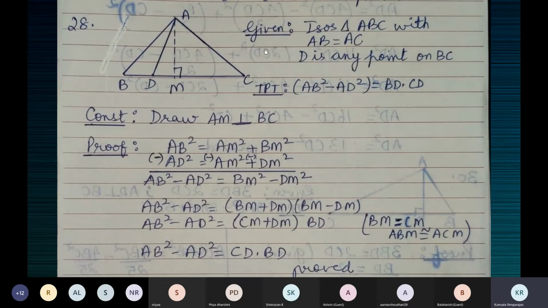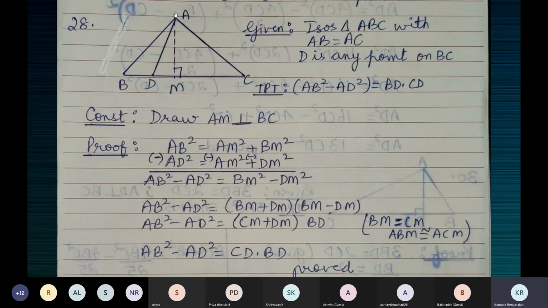So children, this altitude AM is not there. We construct that. We draw AM perpendicular to BC. So now we have some right triangles and we can write the results for AB square and AD square. We write the result for AB square using a right triangle, then the result for AD square using a different right triangle, and subtract the two results. That's what we normally do. And we construct the altitude so that we have right triangles.